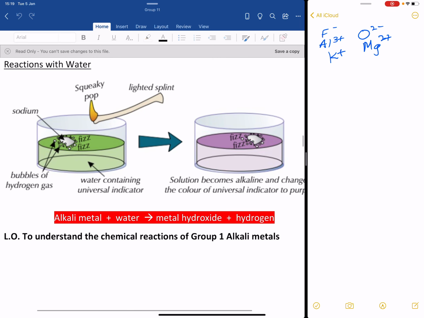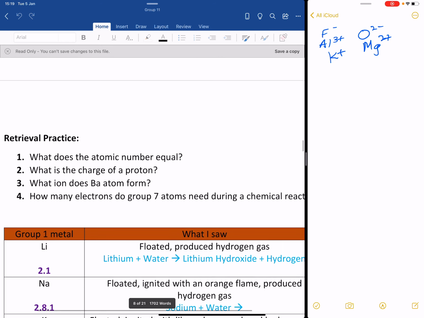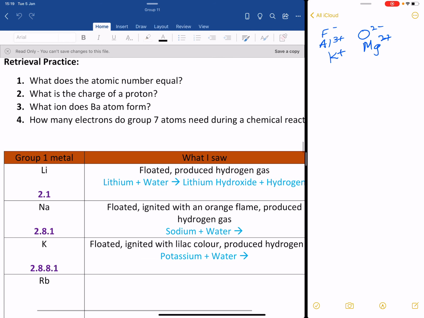And that's a typical reaction of alkali metals with water. You can see that. And the gas produced is hydrogen. For retrieval practice questions, have a look at these. Pause the video.